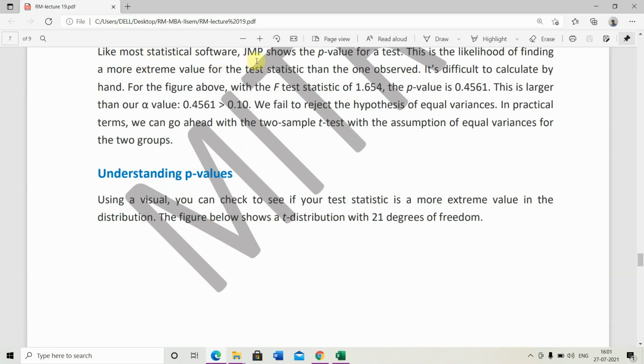Like most statistical software, JMP shows the p-value for a test. This is the likelihood of finding a more extreme value of the test statistic than the one observed. It's difficult to calculate by hand. For the figure above with the test statistic of 1.654, the p-value is 0.4561. This is larger than our alpha value: 0.4561 is greater than 0.10. We fail to reject the hypothesis of equal variances. In practical terms, we can go ahead with the two sample t-test with the assumption of equal variances for the two groups.